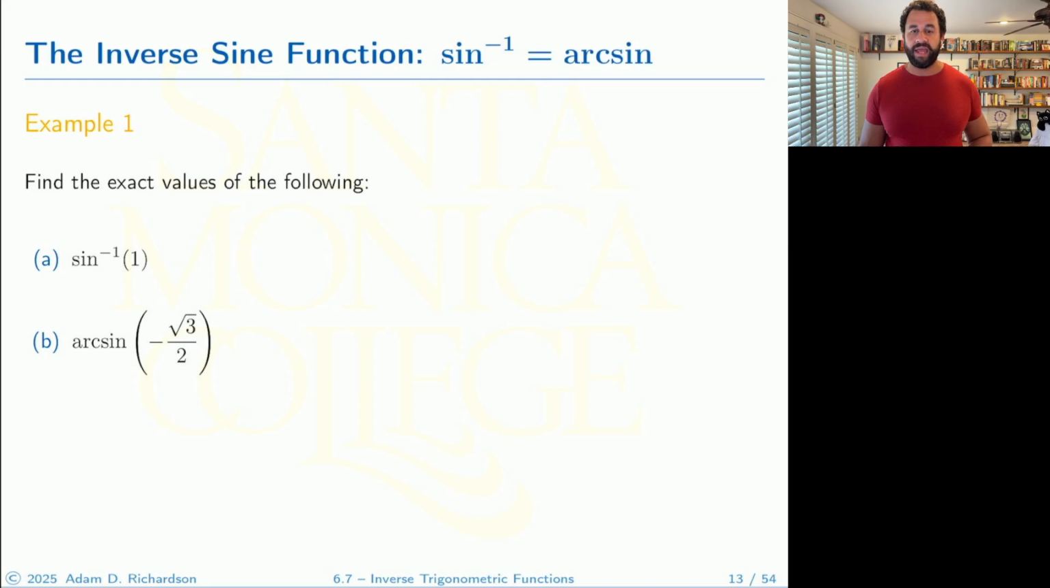We're going to ask what angle has a sine of negative root 3 over 2? But again, we have to keep in mind the restricted domain. So beware. Remember, sine was restricted to this side of the circle. So we have to find an angle on this side of the circle that will have a sine value of negative root 3 over 2.